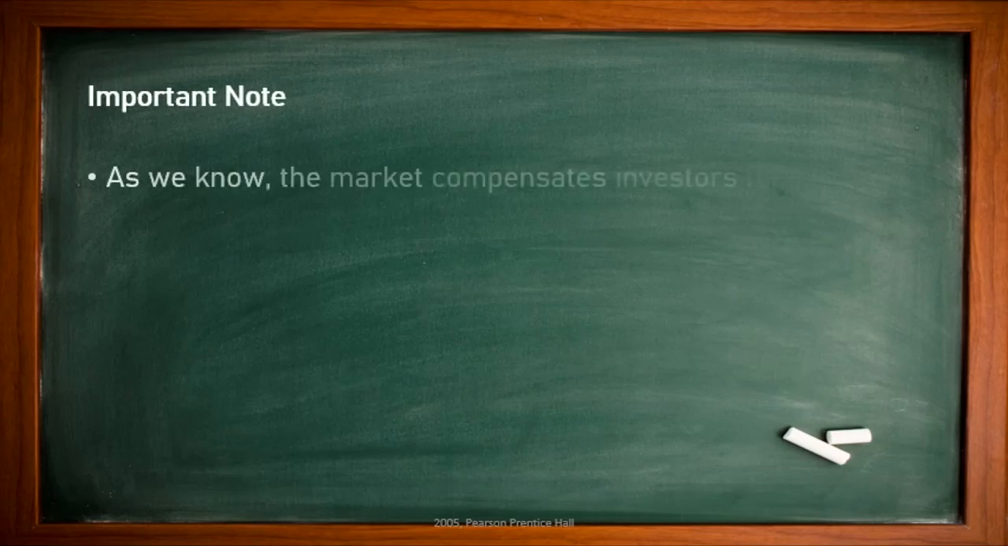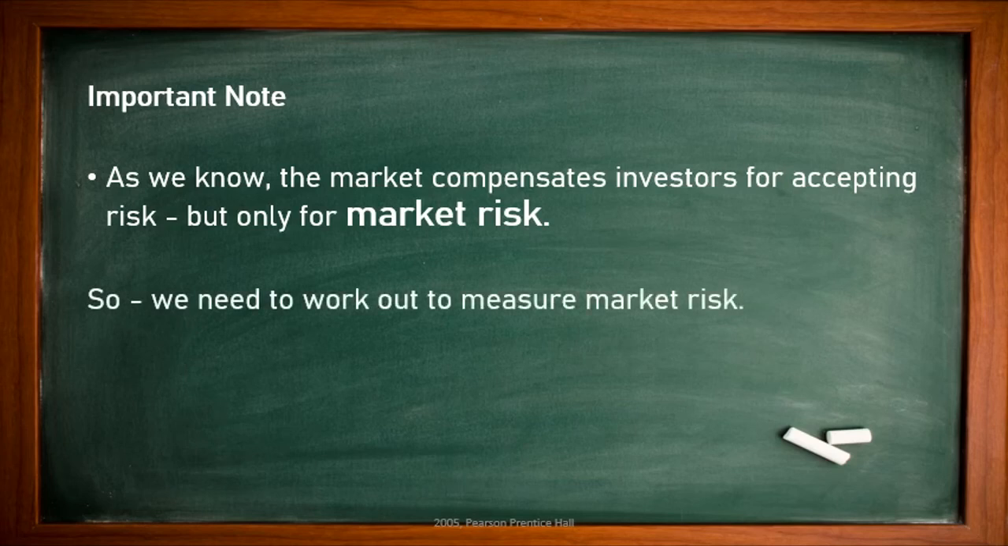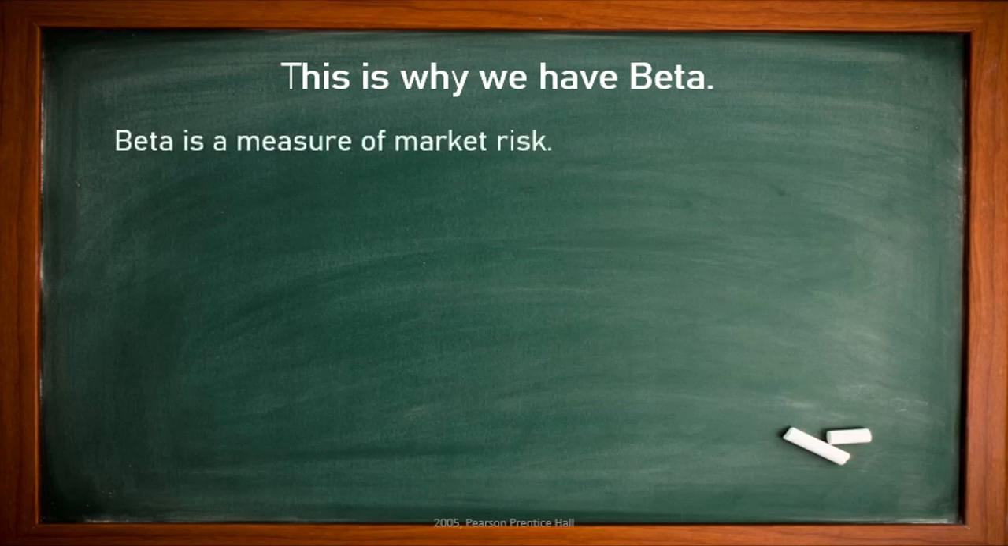Important notes here. As we know, the market compensates investors for accepting risk, but only the market risk. So we need to work out how to measure the market risk, because unique risk we can diversify away. This is why we have beta. At that time I told you that I will explain beta in the same video. So now you can understand beta here. Beta is a measure of market risk. So market risk we are managing through beta.